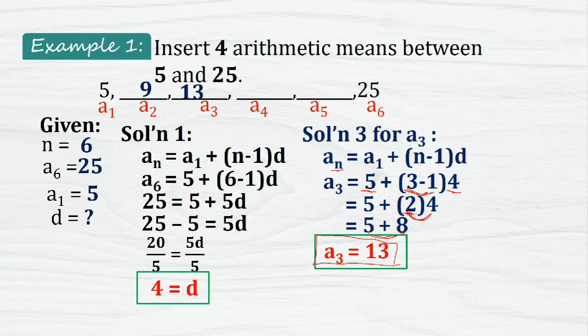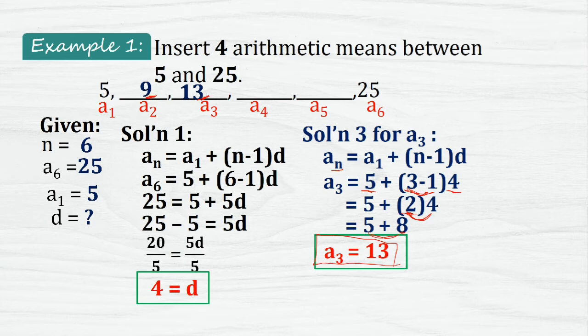So, this is the first arithmetic mean. This is the second arithmetic mean. But when we talk about terms, 9 is the second term, 13 is the third term. So if arithmetic means again, 9 is the first arithmetic mean, 13 is the second arithmetic mean.